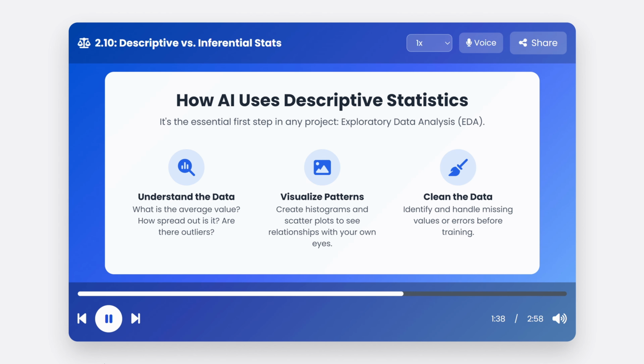So how does an AI practitioner use descriptive statistics? It's the absolute first step of any project, called exploratory data analysis or EDA. Before we build any model, we use descriptive stats to understand our data. We calculate averages, we make charts to visualize patterns, and we find errors or missing values that need to be cleaned. You have to understand your ingredients before you can start cooking.